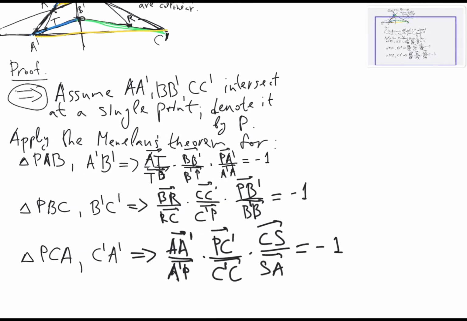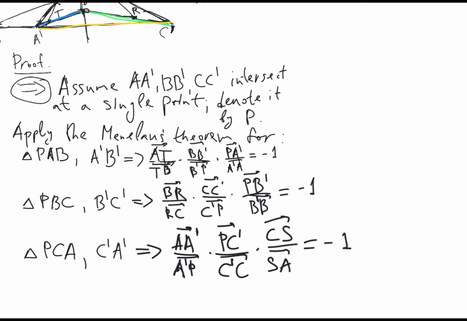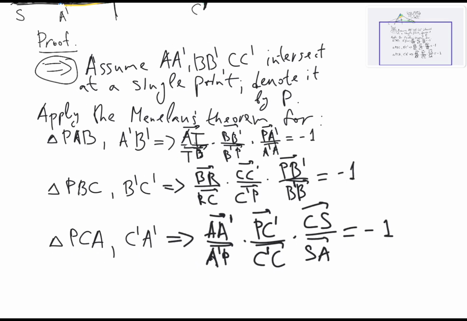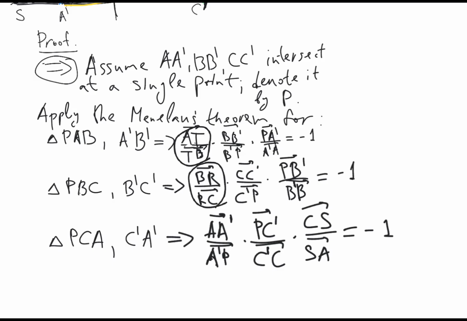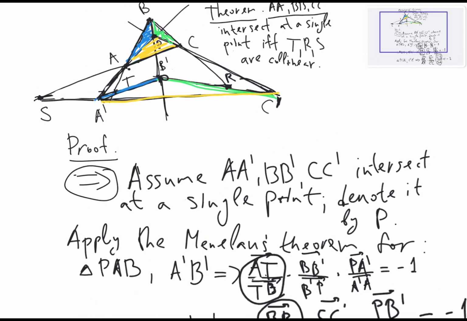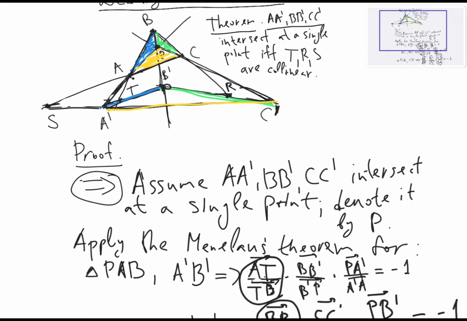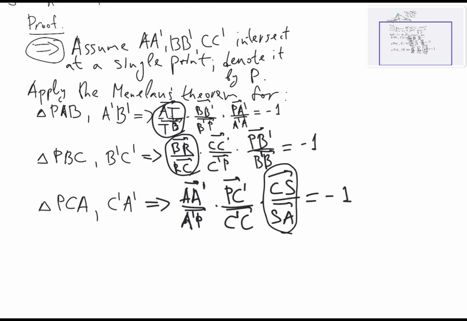Okay, so now from these three equalities we extract the ratios that involve the 3 points that we need, so T, R, and S. So in the first equality this is this ratio, in the second equality this is this ratio, and in the third equality this is this ratio. So basically what we want is to apply the Menelaus theorem now to these 3 points and the triangle ABC.